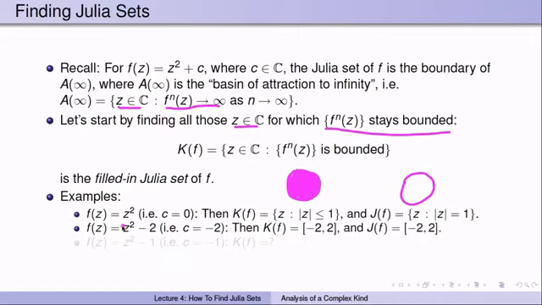We also looked at the function f of z equals z squared minus 2. So this is the case where the constant c equals minus 2. And we found that the Julia set is the interval from minus 2 to 2. And we also found that all points outside of that interval get attracted to infinity, so belong to A of infinity. So the filled-in Julia set is the same as the Julia set, namely the interval from minus 2 to 2 in this case. Let's look at another example.